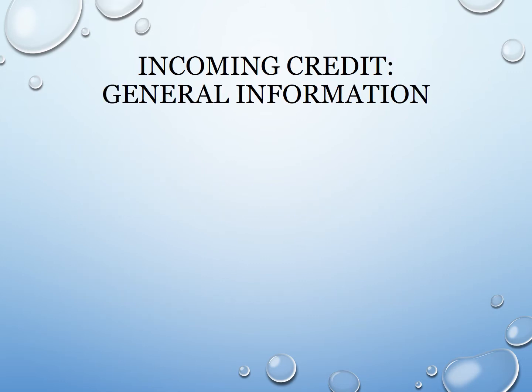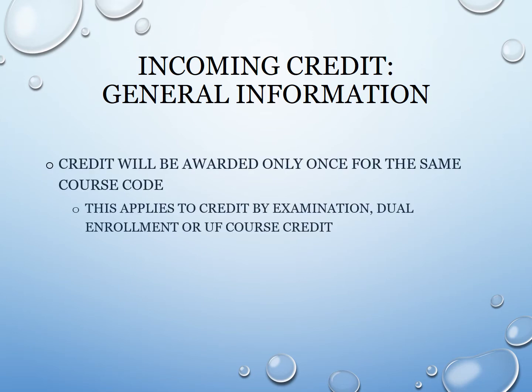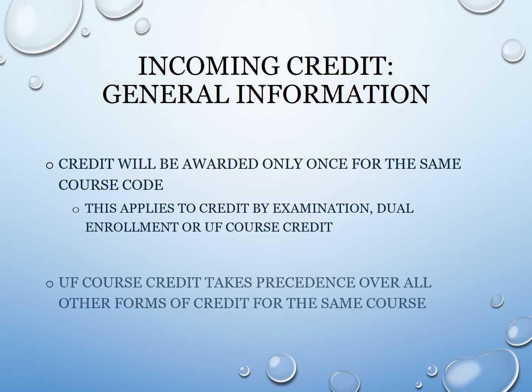Before we get into the specifics associated with credit by exams or with dual enrollment, I want to talk about just some general information as it regards to incoming credit for students at preview. It's really important to understand that credit is going to be awarded only once for the same course code. That seems really intuitive, but I do like to make a note of it because some students are going to bring in the same class from multiple sources. And that might be credit by exam, it might be dual enrollment, and it could also be from the UF course credit if they're planning on retaking a class once they're here at UF. And we'll go over an example on the next slide to help make this more clear.